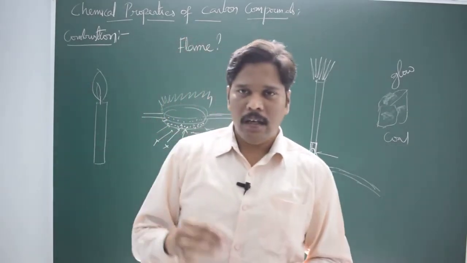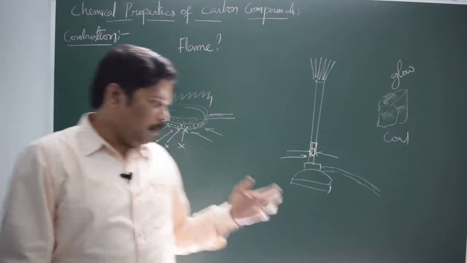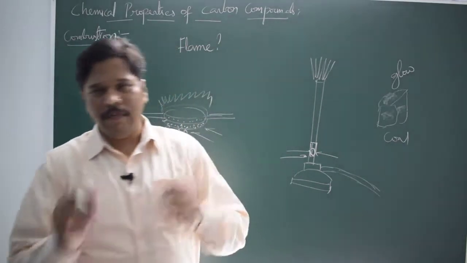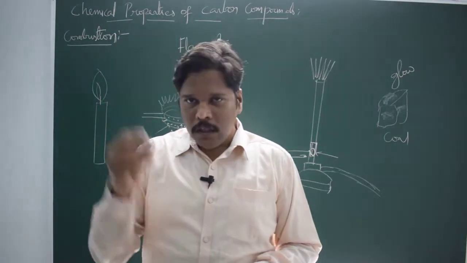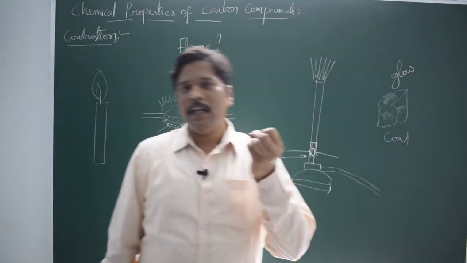We observe that a flame is produced when you burn a candle. When you burn LPG gas, a flame is produced. For a Bunsen burner, a flame is produced. And if you are using a spirit lamp, the alcohol burns and you see a bluish flame. Whereas for coal, we don't see any flame, but we see the reddish glow.